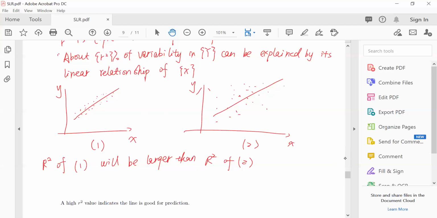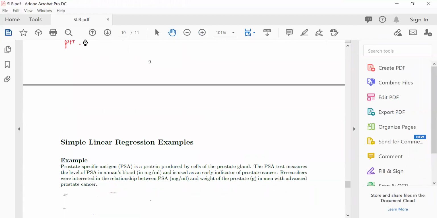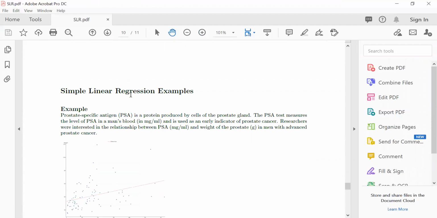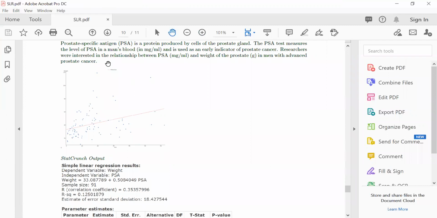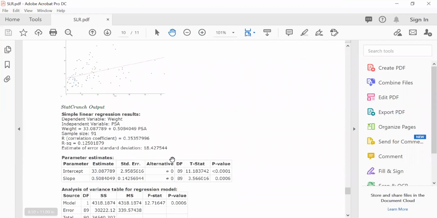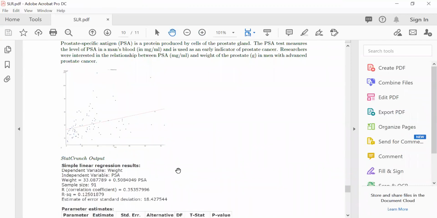Now let's take a look at an additional example of simple linear regression on the next page. Again, if you haven't read the question yet, you could stop here and watch the video after you've read it. The data of PSA has been posted on Moodle as well. Using the data provided, you could get this scatter plot and the output as well. So we will go ahead and talk about it.